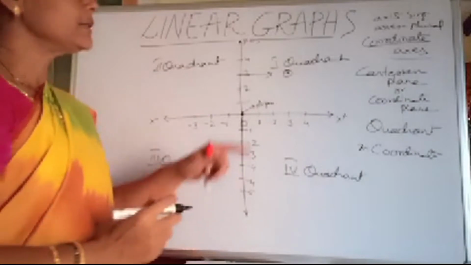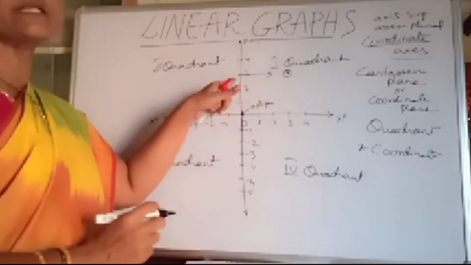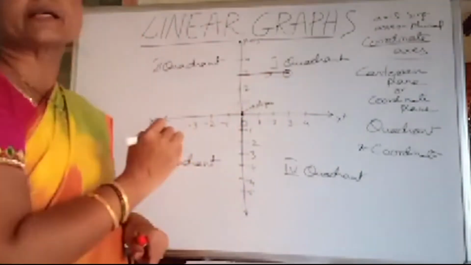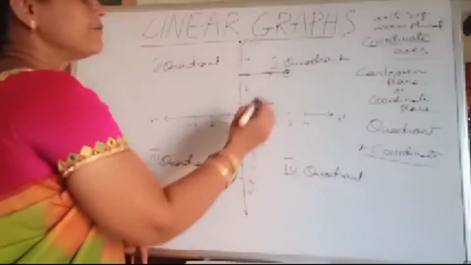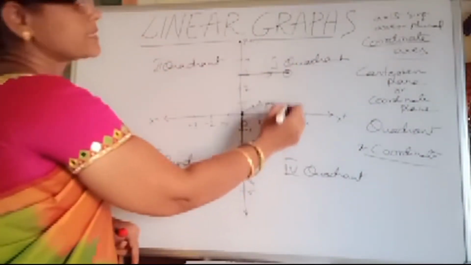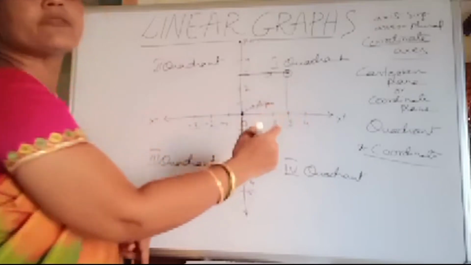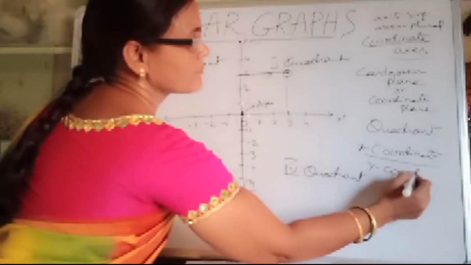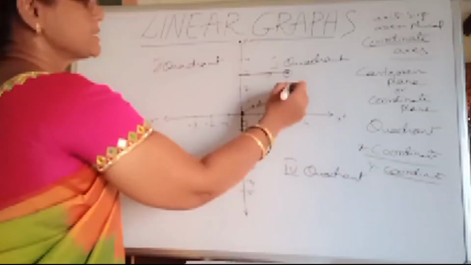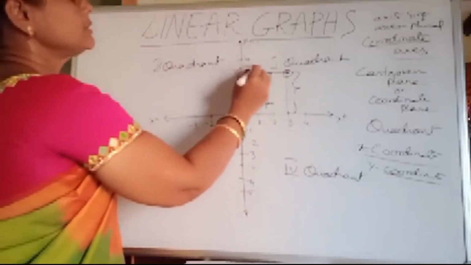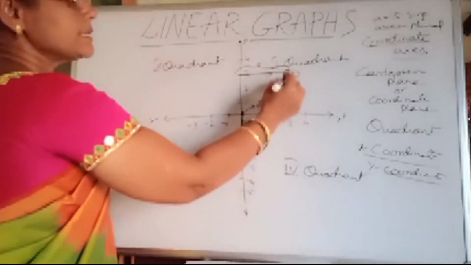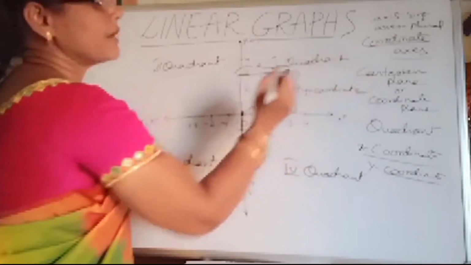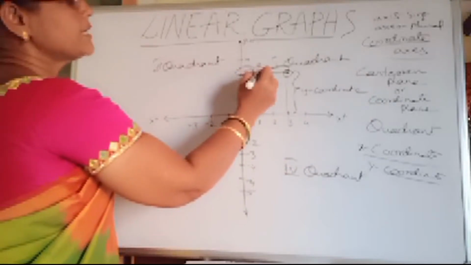For example, there is a point here. For the position of the point, we see how many units it is from the y-axis. The horizontal distance from the y-axis we call the x-coordinate, and the vertical distance from the x-axis is called the y-coordinate. At present, this is 3 units and this is also 3 units.